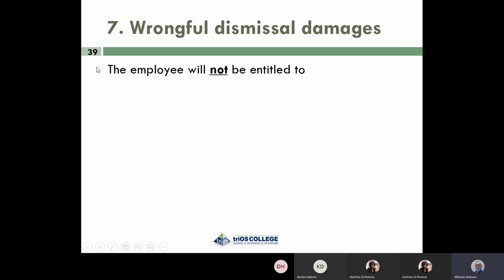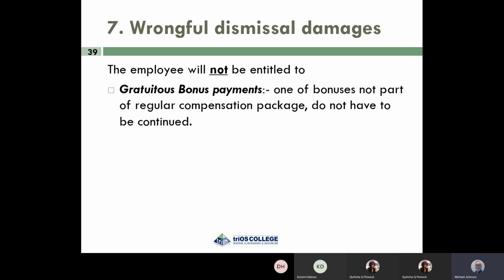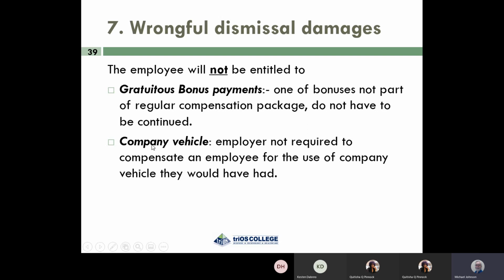And once again, the damages. The employer will not be entitled to do gratuitous bonus payments. Bonuses that are not part of a regular compensation package do not have to be continued. So the employee is not entitled to them. The company vehicle, well, once again, it belongs to the employer, not required to compensate an employee for the use of a company vehicle. They would have had to respond to themselves anyhow.